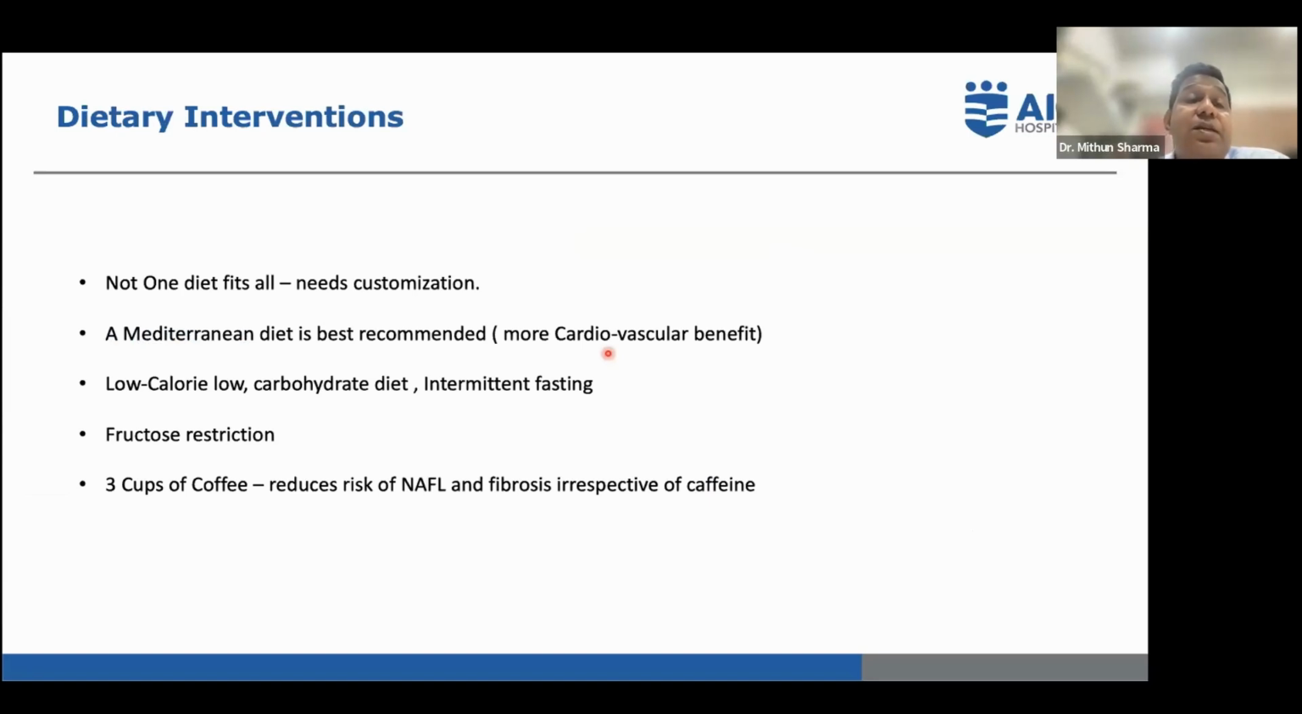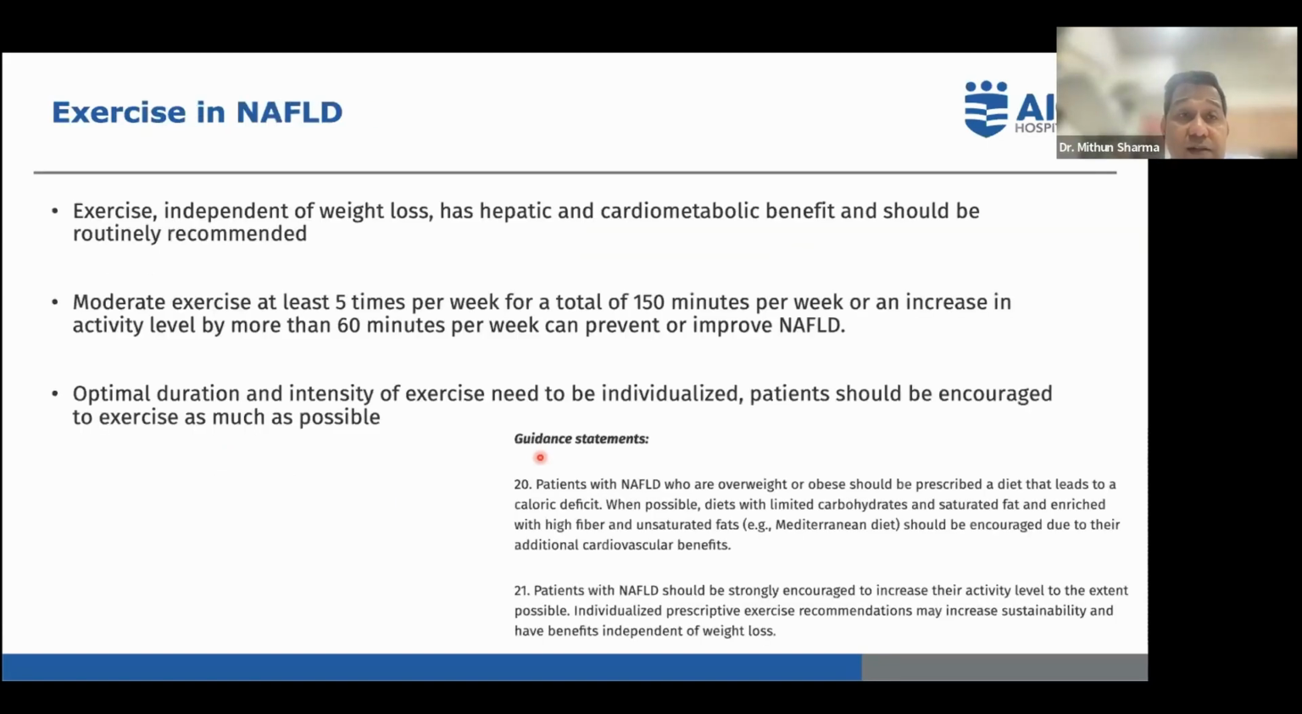But whether somebody is taking a low carb or low calorie diet or doing intermittent fasting, none of them has been found to be superior to another. However, fructose restriction, prevention of soft drinks is very important, and coffee, 3 cups of coffee, irrespective of caffeine content, has been shown to improve the level of fibrosis and reduction of the fat.